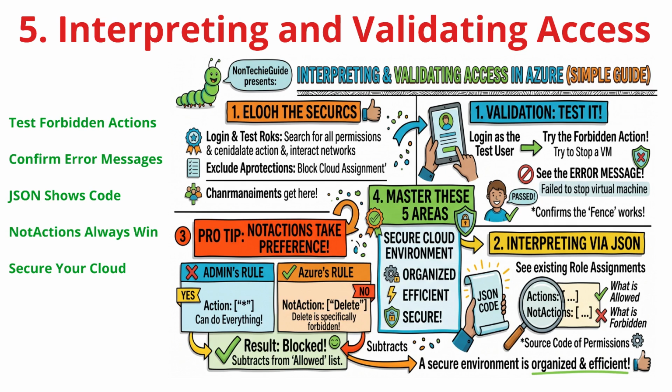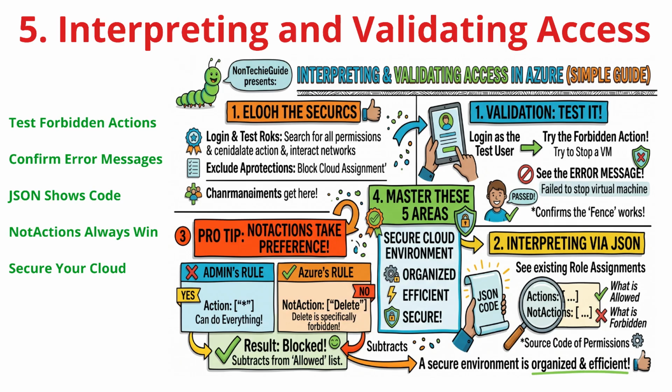The final step in your RBAC journey is making sure the fence you built actually holds up. To validate your work, you have to step into the user's shoes. Log in as the test user and try to perform an action you've restricted, like stopping a virtual machine. If you see that fail to stop error message, congratulations, your security plan is working perfectly.